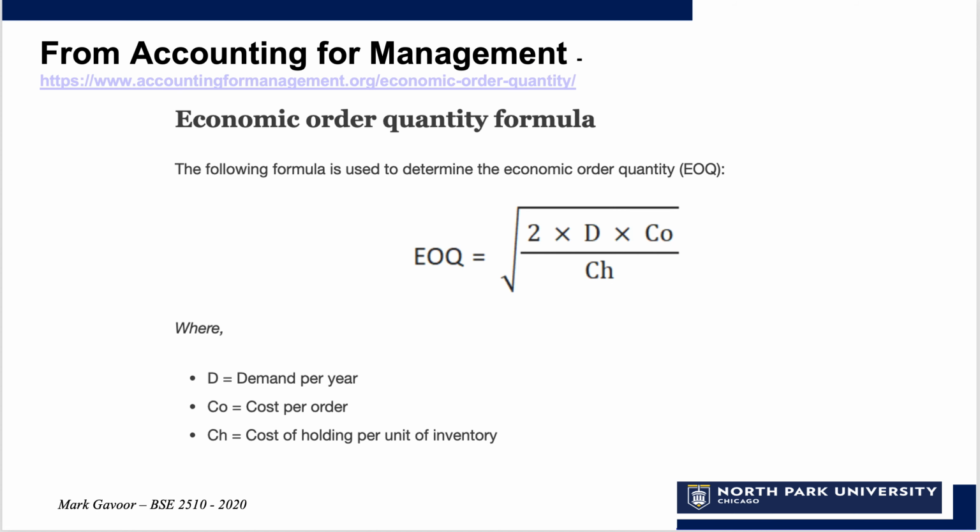Another way from an accounting management view, which is exactly the formula that you should probably focus on here for the few problems that we're going to have, is economic order quantity, or Q star, equals 2 times D times the ordering cost divided by the holding cost, the square root of the whole thing.